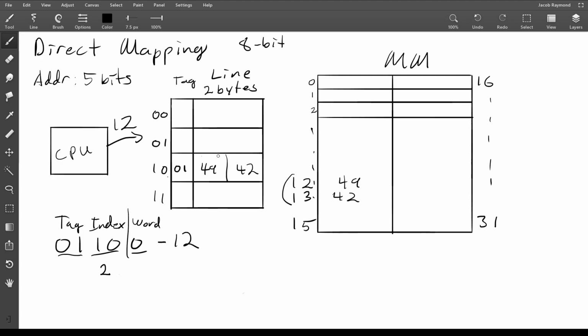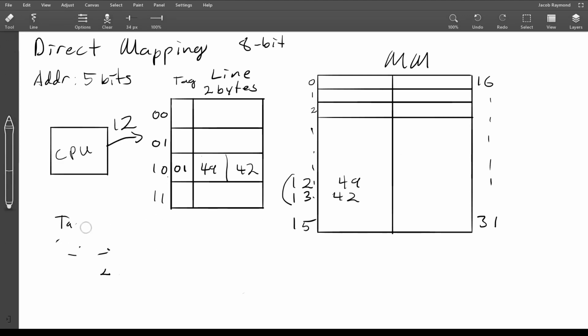So we would do this, then say, okay, now we want memory location 12, so we know that the data is stored here, and the word portion is 0, which means we'll get this one. This would correspond to word 0 and word 1. So we would get this data and return it to the CPU, and it would get the data properly, which is exactly what we wanted.